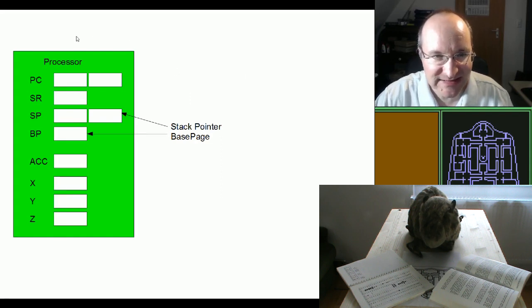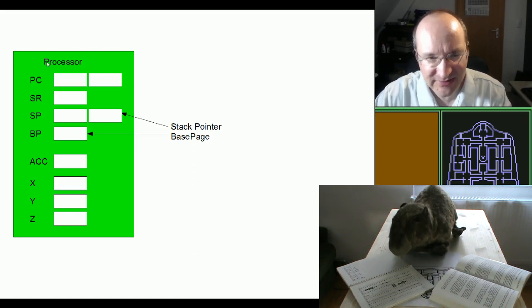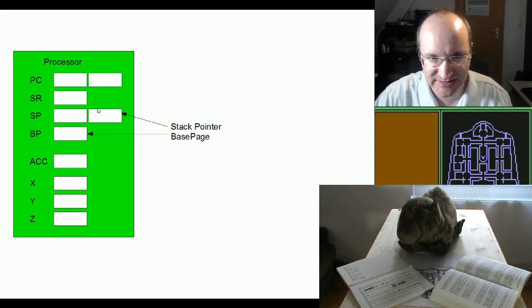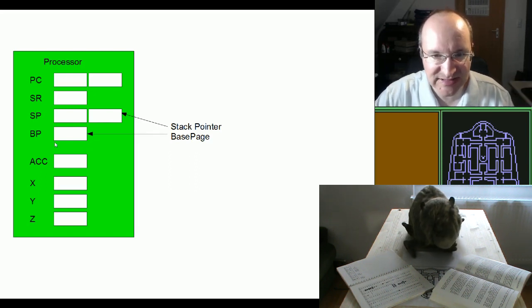From the last lessons you already know this picture, and today I take the chance to make it complete. I have nearly told you everything already. The only two things that are left to say are that the stack pointer can also be 16-bit, and then there is a new kind of register, which is the base page.